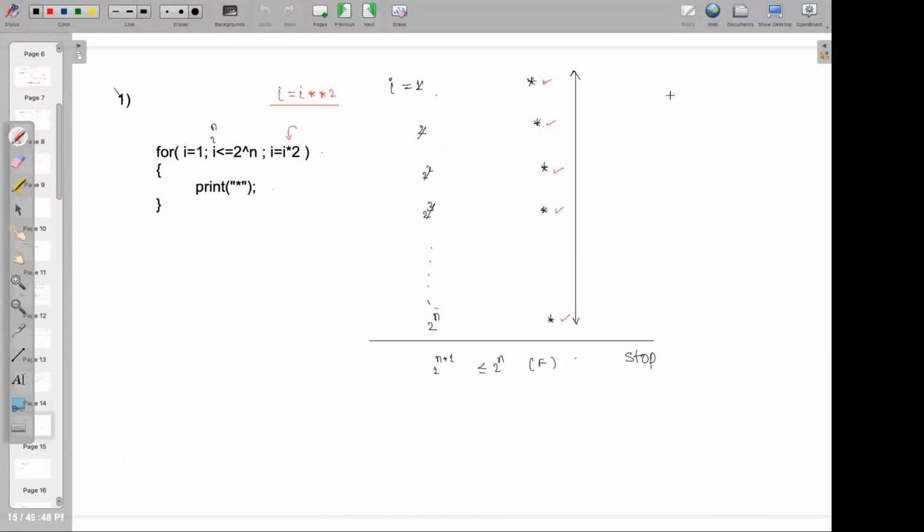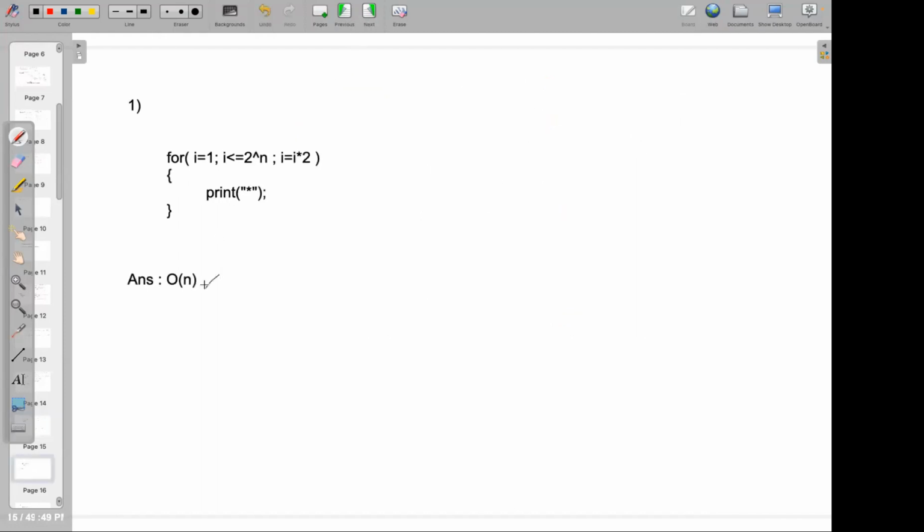Maybe you take n is equal to, let's say, 3, for example. If you take n is equal to 3, this loop is going to run how many times? 2 power 3 times, right? When it reaches 2 power 3, this condition will fail, obviously. So 2 power 1, 2 power 2, 2 power 3. When it becomes 2 power 4, this loop will fail, which means if n is 3, you are getting 4 stars. So the answer is finally order of n.